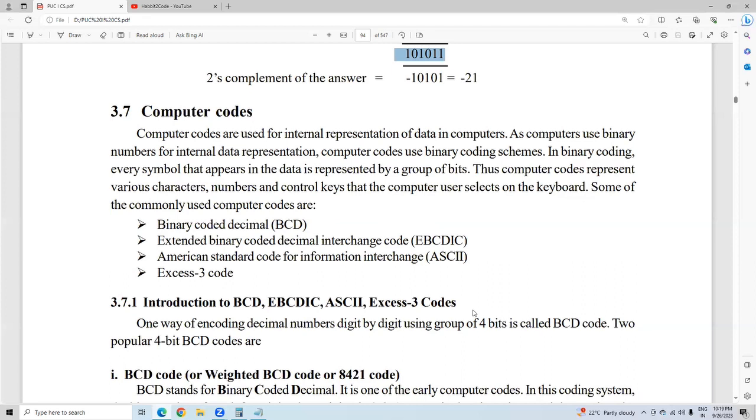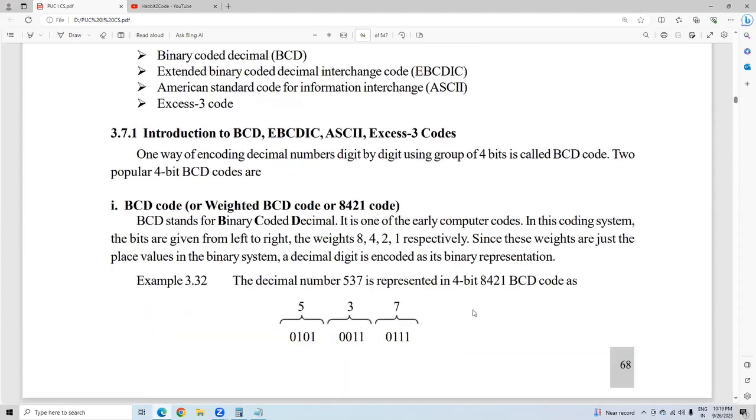In a binary coding scheme, every symbol that appears in the data will be represented by a group of bits using 0 and 1. Thus, computer codes represent various characters, numbers, and control keys that the computer user selects on the keyboard. Some of the commonly used computer codes are binary coded decimal, BCD, extended binary coded decimal interchange code, EBCDIC, American Standard Code for Information Interchange, ASCII, and XS3 code. Right. About that, one brief explanation.